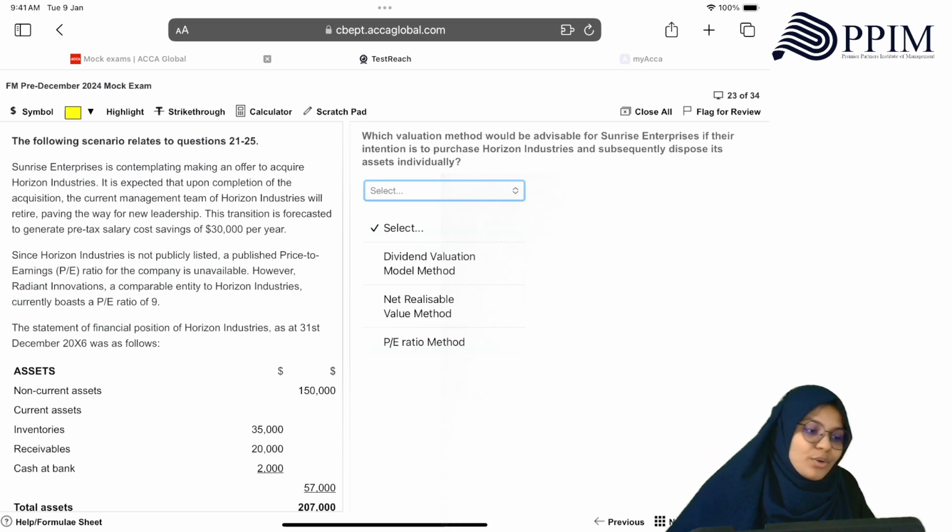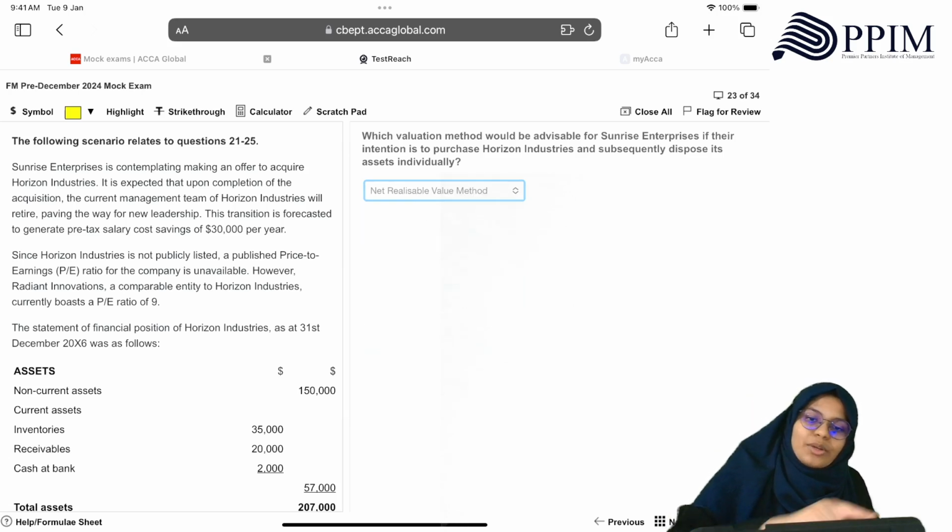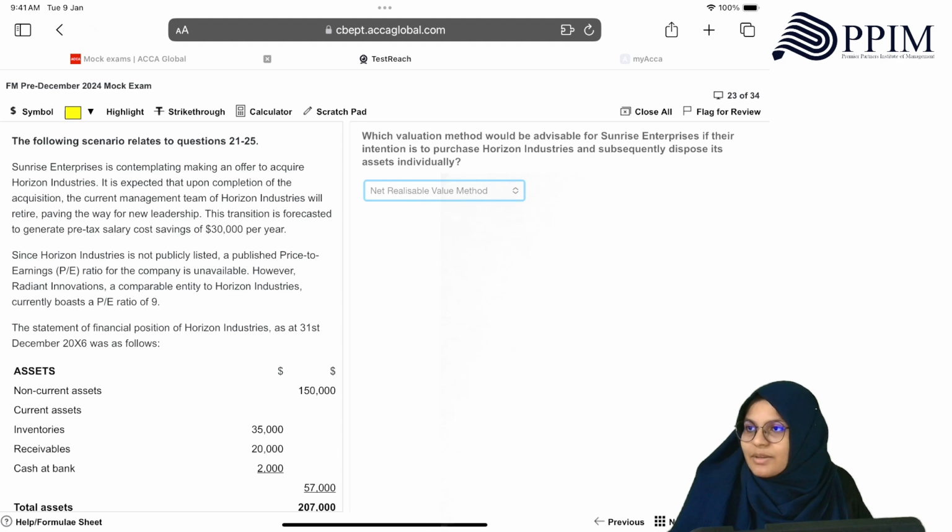PE ratio, if you look, again is used only if you are going to acquire a majority shareholding and you have the intention of running the business. In this case, again, we are not running it, right? So the only option that is suitable here is the net realizable value method. We call this asset stripping, if you remember. Okay, you buy a business just to sell off the assets and that's about it. We don't want to run the business.